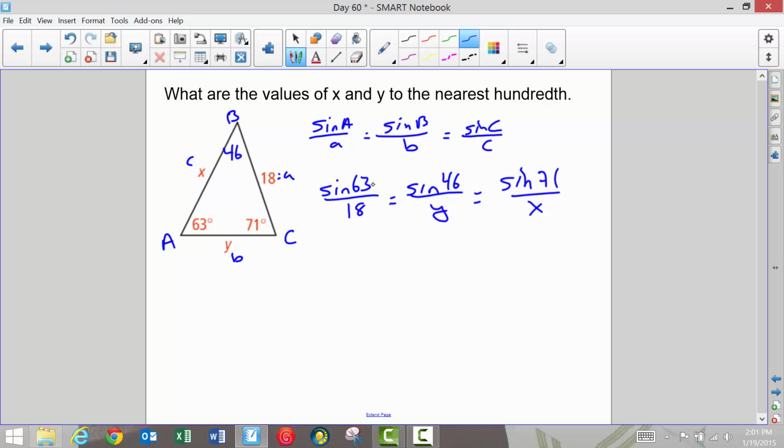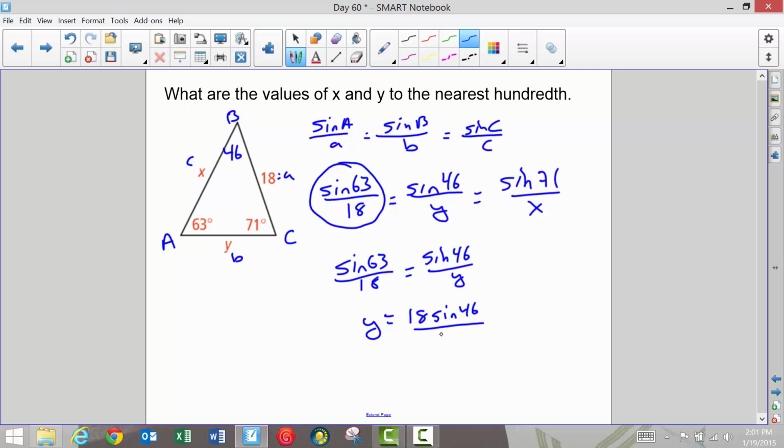And again, I always use the fraction that contains both pieces of information filled in. So I have sine 63 over 18. That has no variables, so I'm going to use that as my starting ratio. Set it equal to a ratio that contains one variable, so I'm going to use sine 46 over y. I'm going to cross multiply and then divide. So I know that y is going to be 18 sine 46 over sine 63.